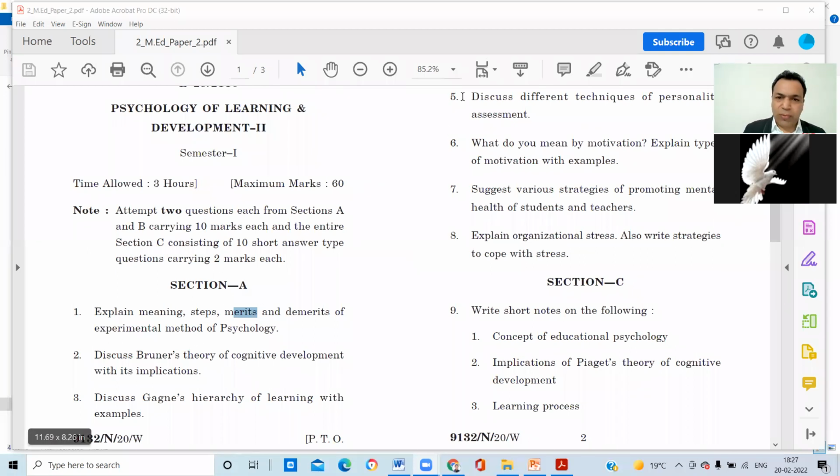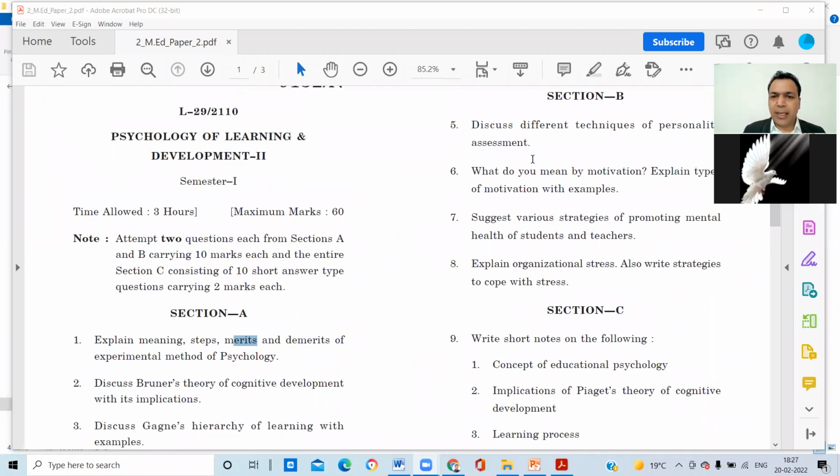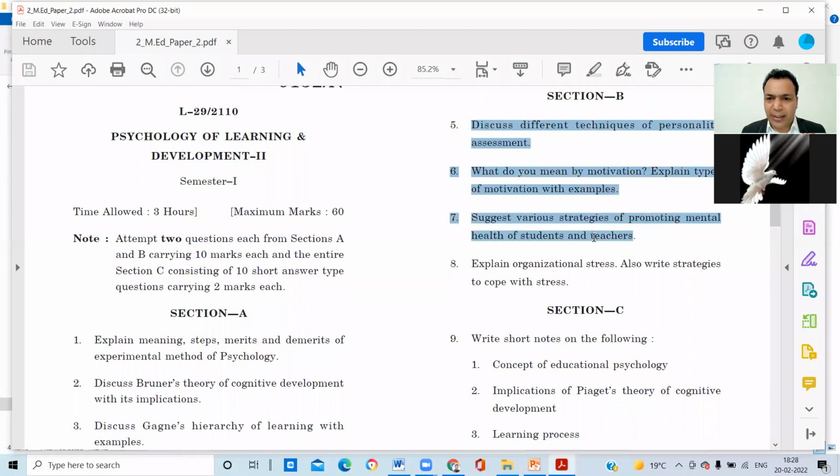So four questions we have already read. And section B, it is talking about discuss different techniques of a personality assessment. Okay. Second, what do you mean by motivation? Explain types of motivation with example.